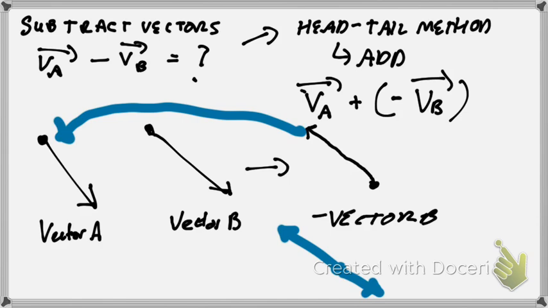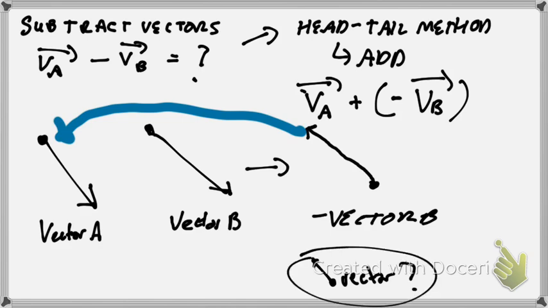The difference, whichever one is bigger, will result in a new vector. That'll be the vector in question. So that's one way you could do it.